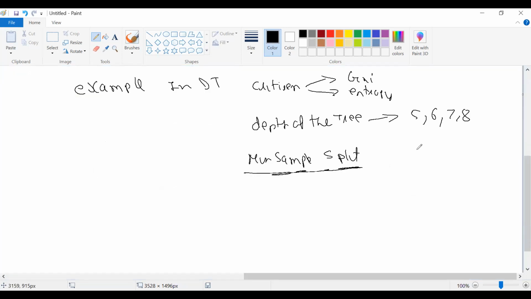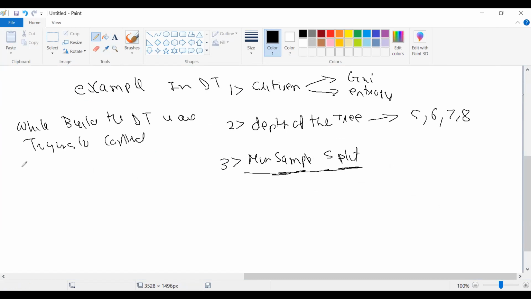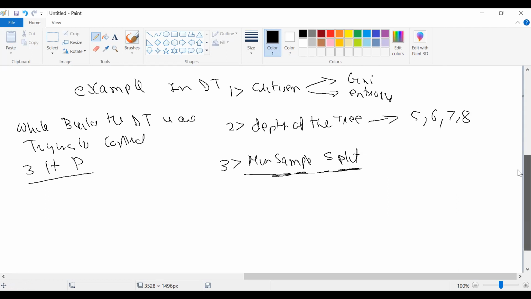Okay, so let's come back over here. While building your decision tree, you are trying to control three hyperparameters. And those three hyperparameters are criteria, depth of the tree, and minimum sample split.